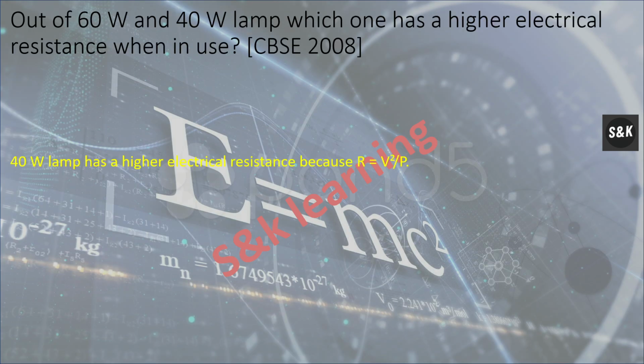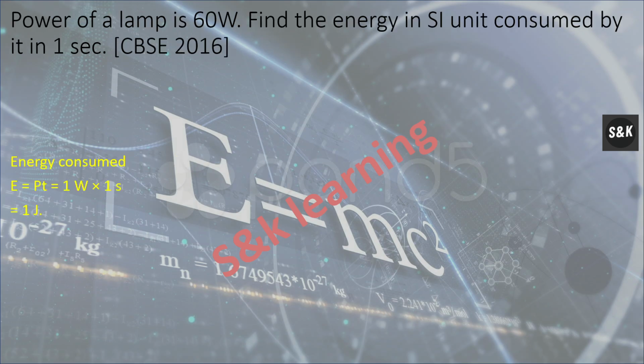Out of a 60 watt and a 40 watt lamp, which one has higher electrical resistance when in use? So the 40 watt lamp has a higher electrical resistance because R equals V squared upon P.